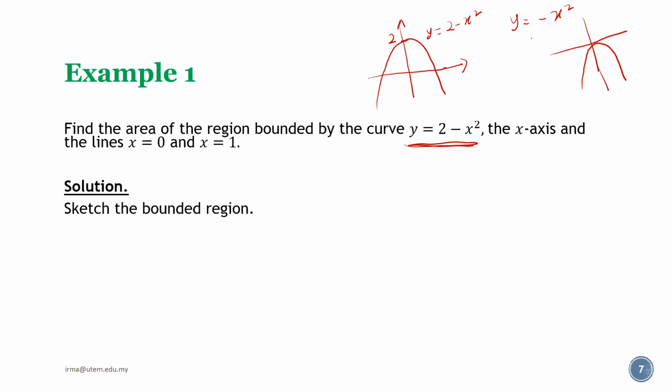Then you have the x-axis here. It is bounded by the curve, the x-axis and the lines x equal to 0 and x equal to 1. So x equal to 0 is over here. Where is x equal to 1? Is it here? Are you sure? So how are you going to find this value?